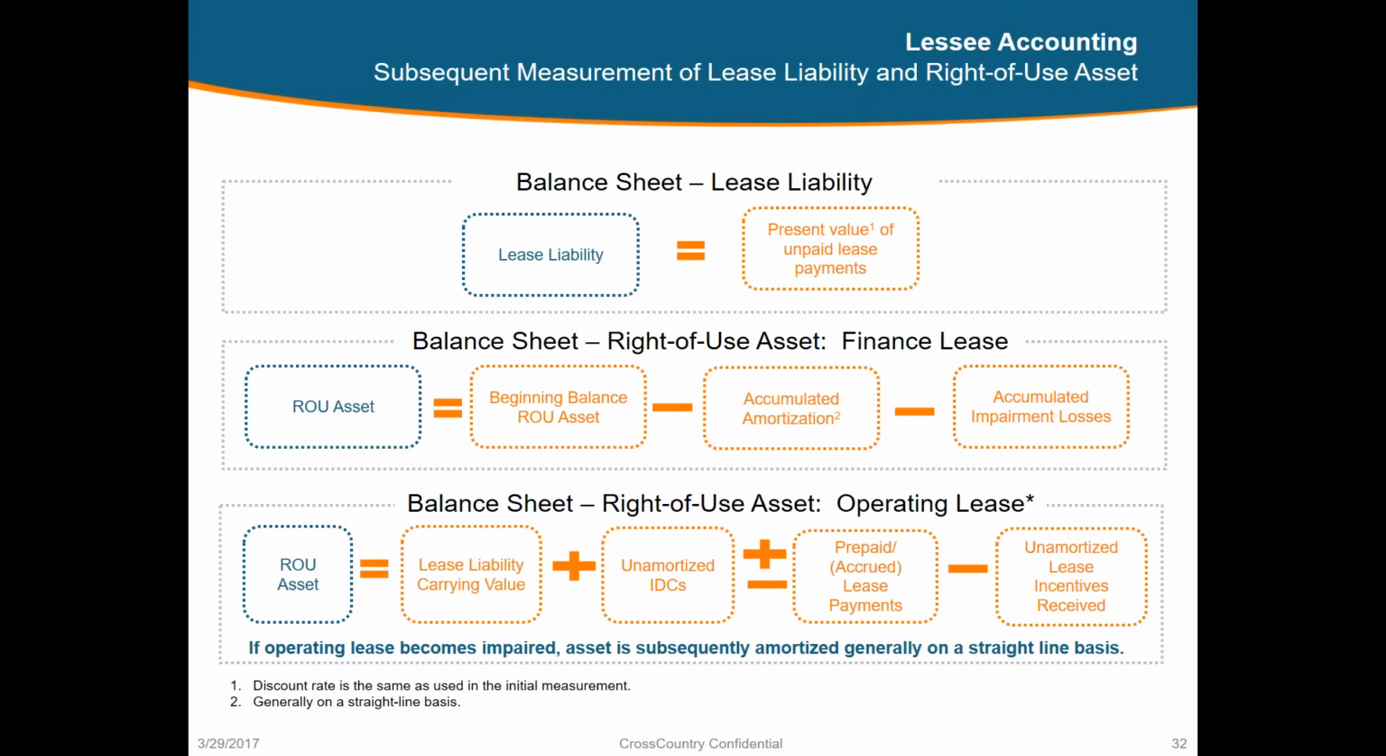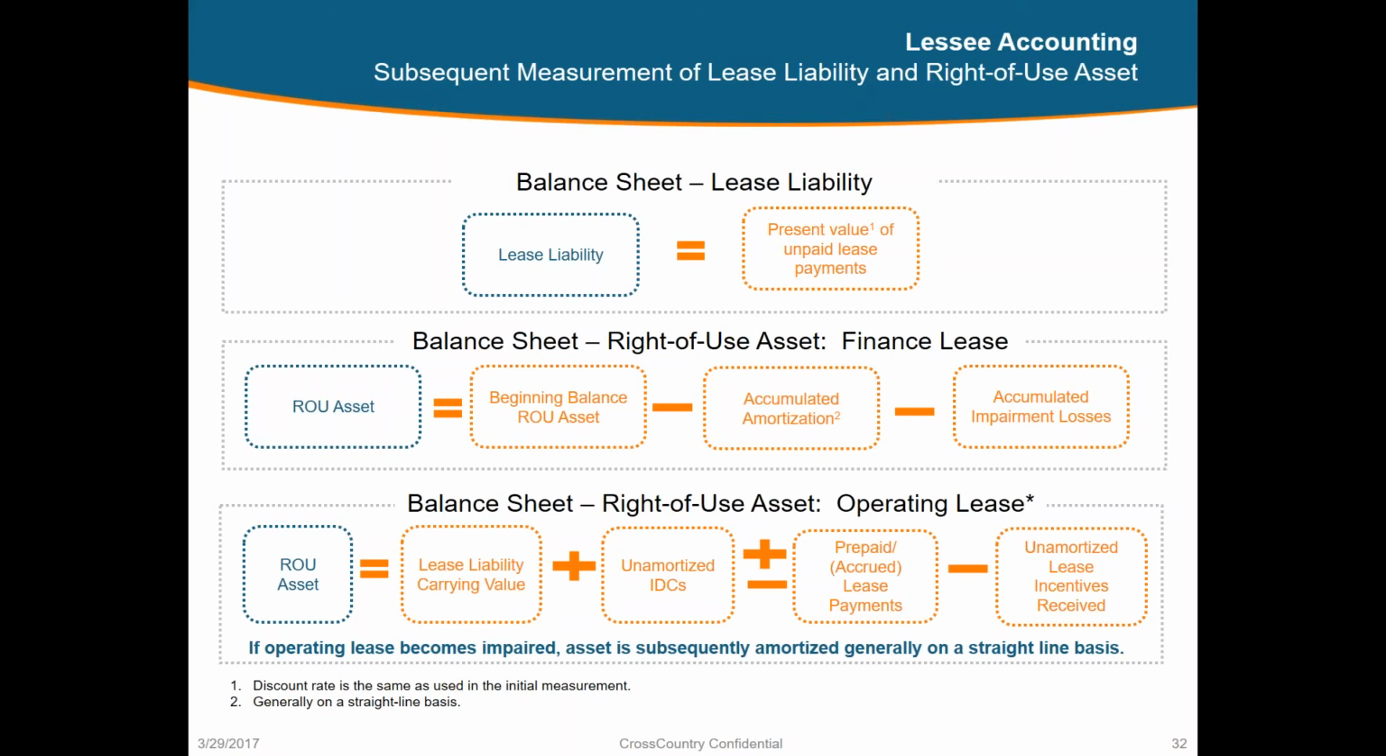The measurement basis for an operating lease results in periodic lease expense equal to the total lease cost being recognized over the lease term on a straight-line basis. Total lease cost includes the lease payments, initial direct costs, plus any incentives received. The measurement basis for a finance lease results in the front-loading of lease expense, as interest expense is higher earlier in the life of the lease.